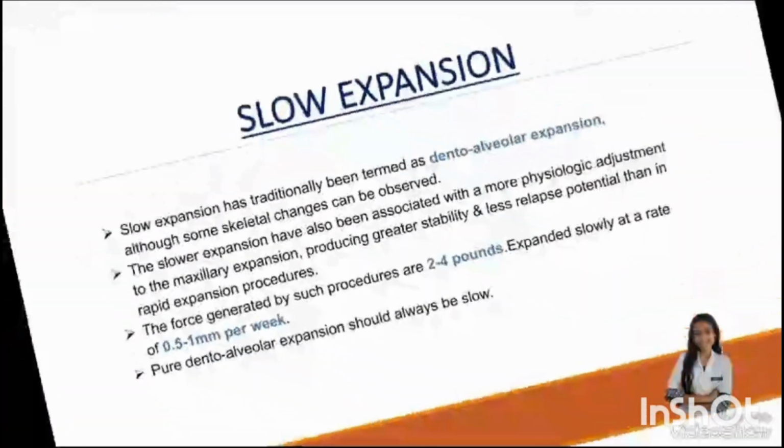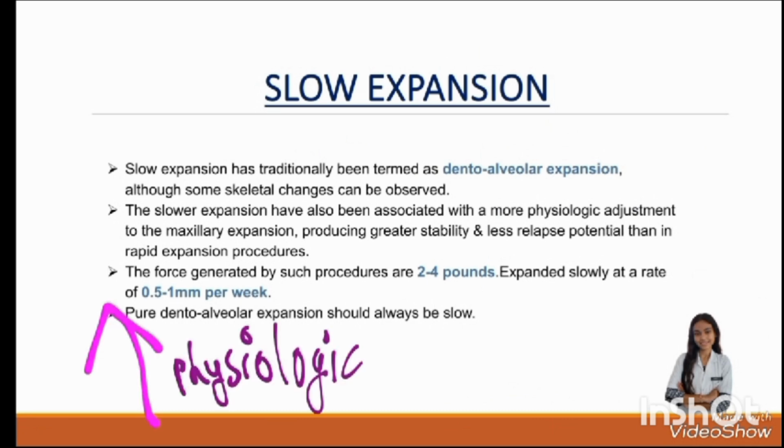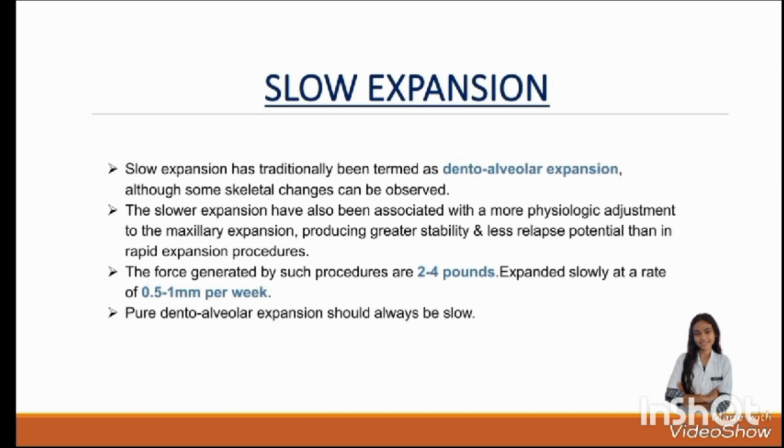Let's start with slow expansion. Slow expansion has traditionally been termed dentoalveolar expansion, although some skeletal changes can be observed. Slower expansion has also been associated with more physiologic adjustment to the maxillary expansion, producing greater stability and less relapse potential than rapid maxillary procedures.